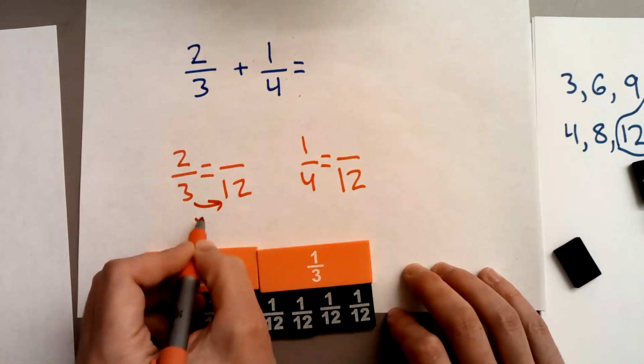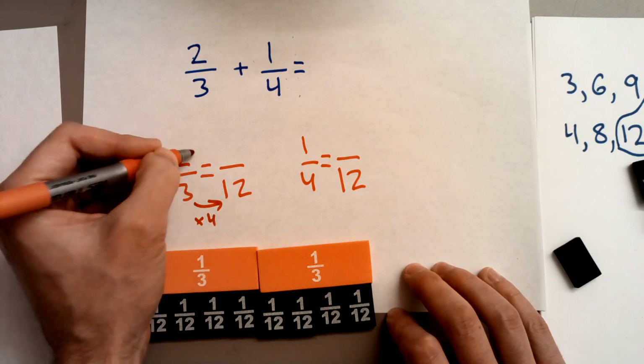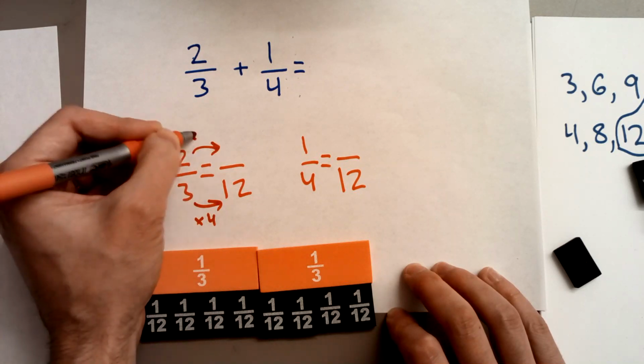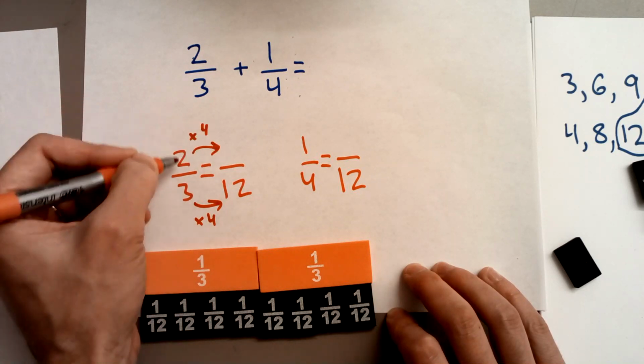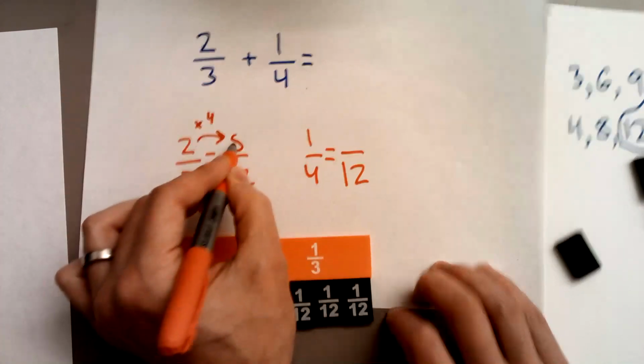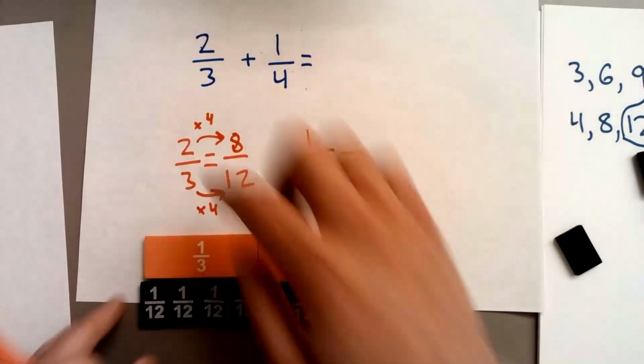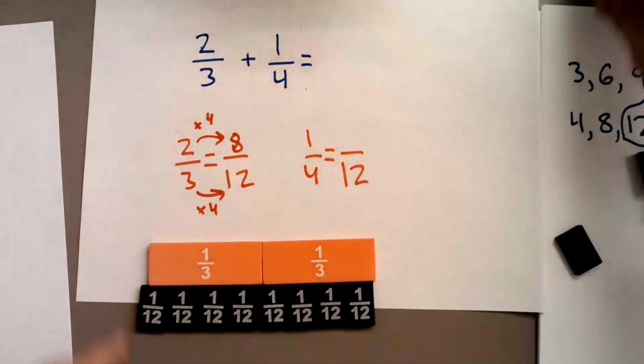Twelfths are 4 times smaller than thirds. So if I want the same amount of a whole, I need to multiply the numerator by 4. I need to have 4 times as many pieces. 2 times 4 is 8. So you can see 8/12 equals 2/3. They are the same. So what about this 1/4?